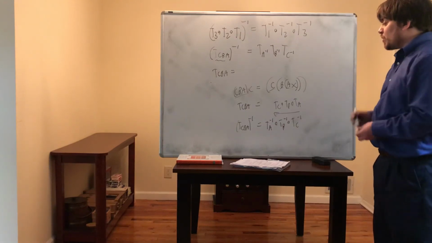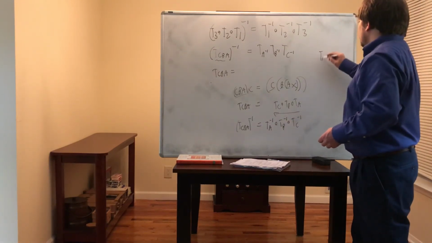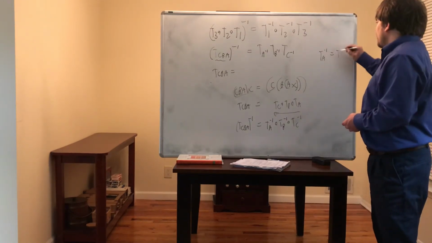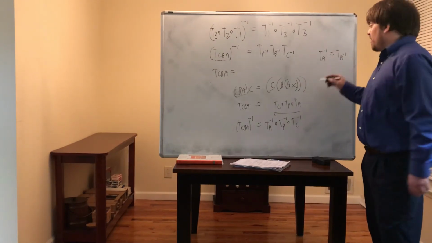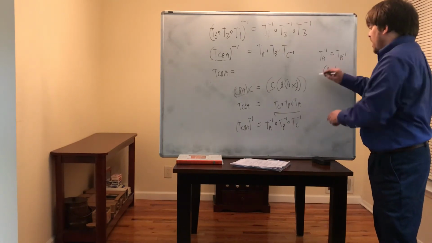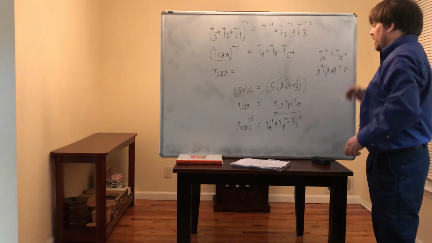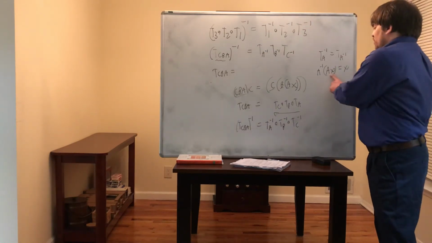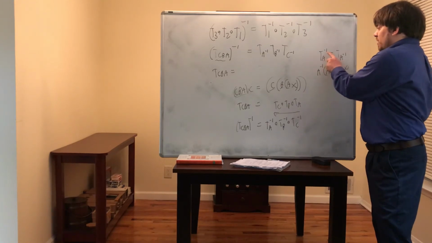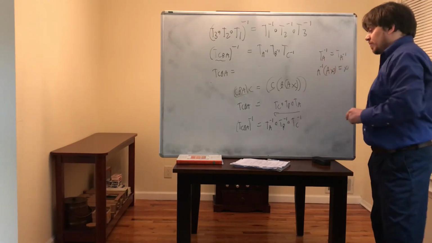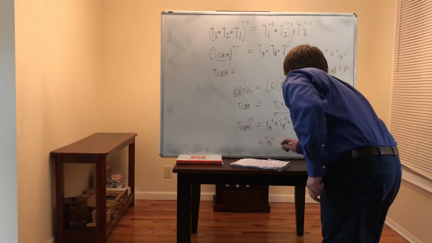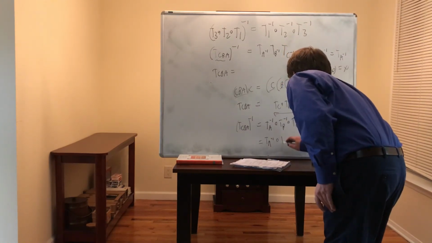The inverse of T sub A is the inverse of left multiplication by A, and that's left multiplication by A inverse. If you left multiply by A, to undo it, you can multiply by A inverse and you would get x. And so the inverse of left multiplication by A is left multiplication by A inverse. So the inverse of T sub A is T sub A inverse.